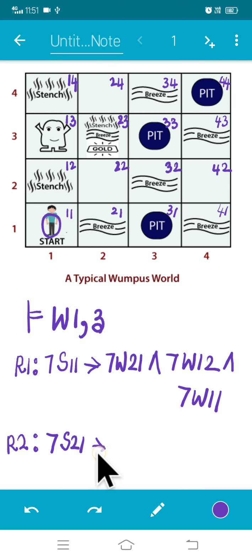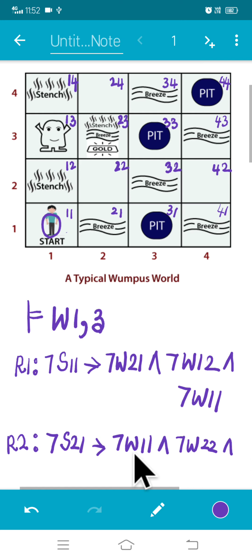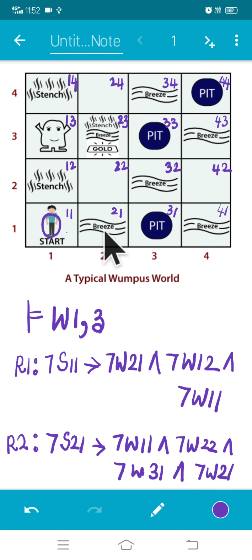So which we can write as negation of no stench smell in 2 1, which indicates no Wumpus in 1 1 and no Wumpus in 2 2 and no Wumpus in 3 1, and for safer purpose this condition also we will include no Wumpus in 2 1. So this is the second rule for this particular cell we can write.